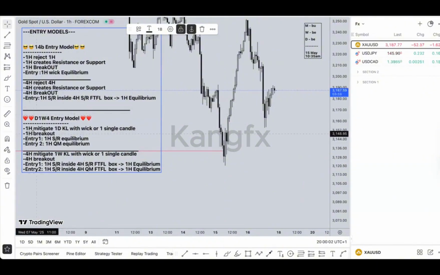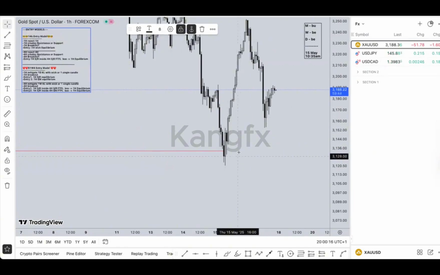And what did the rule say? The rule said 1 hour mitigates 1 day key level with a week or one single candle. And this is just one single candle that broke it and that one came up. So that rule is fulfilled here.